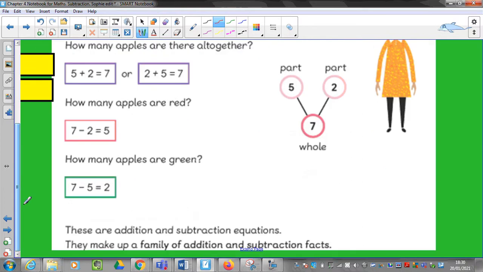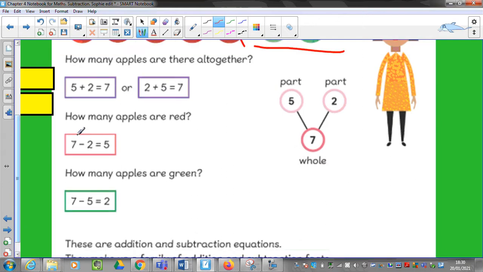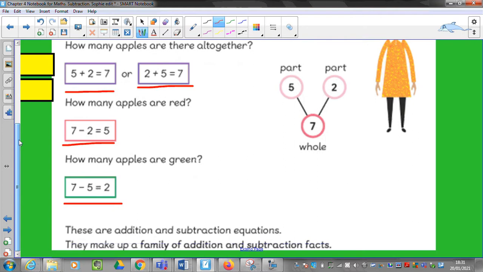Now this is what we call addition and subtraction fact families. They are a family of facts. We have this fact family here, 1, 2, 3, 4, and they are all around these 3 numbers that make up a part-part whole model, 1 whole number and 2 parts. Okay, so we're going to have a look at that a little bit closer with me.